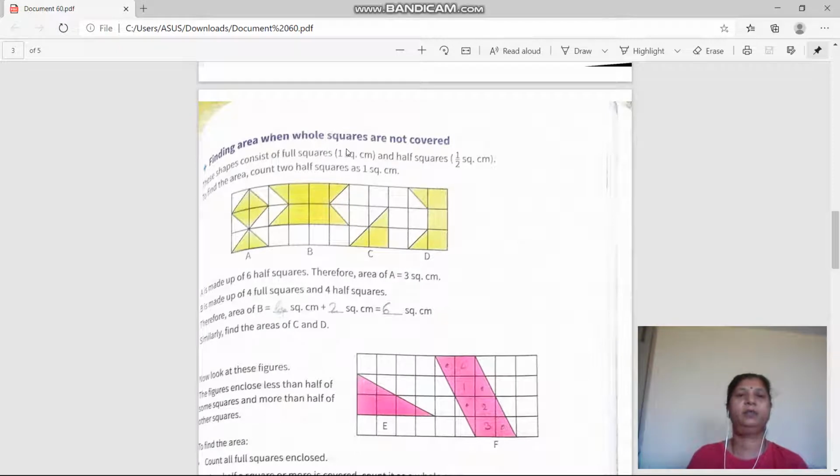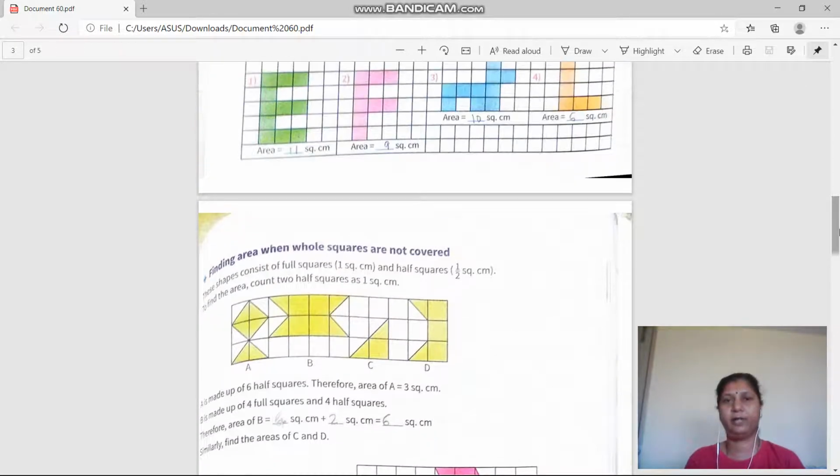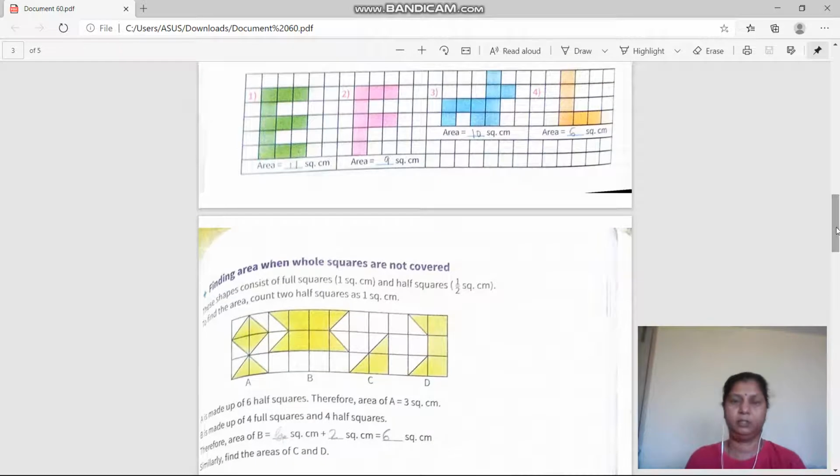Finding area when whole squares are not covered. See these diagrams first, the areas which we have calculated just now. All the figures are made up of whole squares. But if the figure whose area we have to calculate is not made up of whole squares, that means it has a half square anywhere. Sometimes it is full and sometimes it is half. So how can we calculate it?